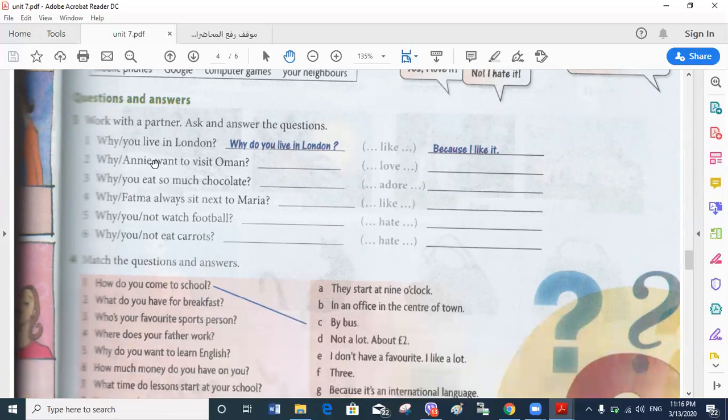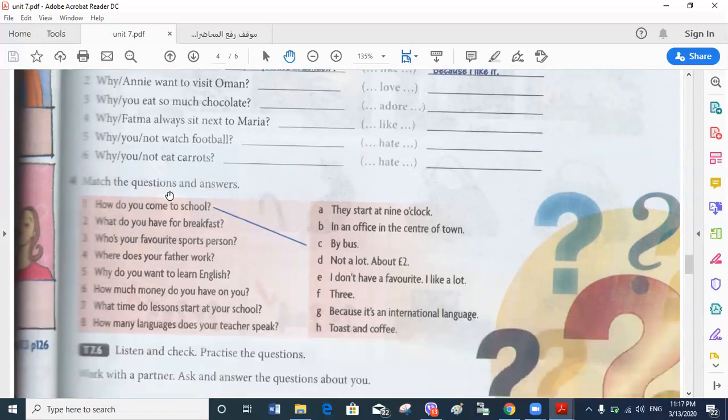Now, questions and answers. Make a question and use the word between practice to make your answer. So make the question. So why do you live in London? Because I like it. So why does Anne want to visit Oman? Because she loves it. And the same for the rest of the questions.